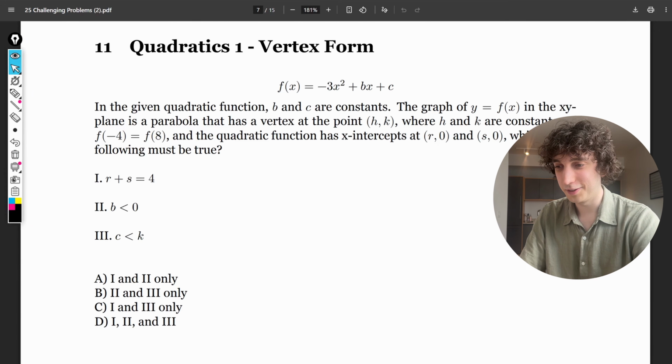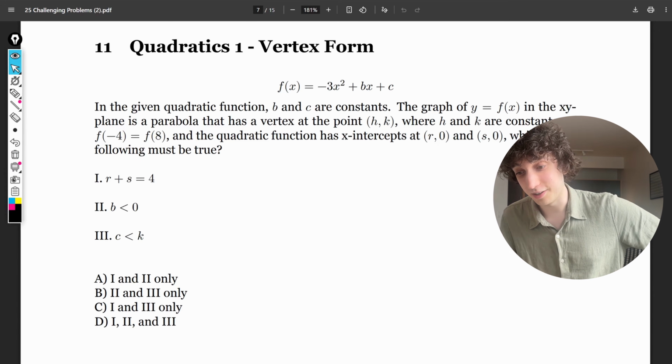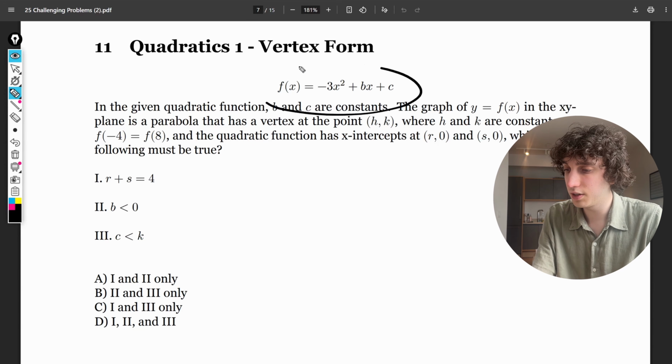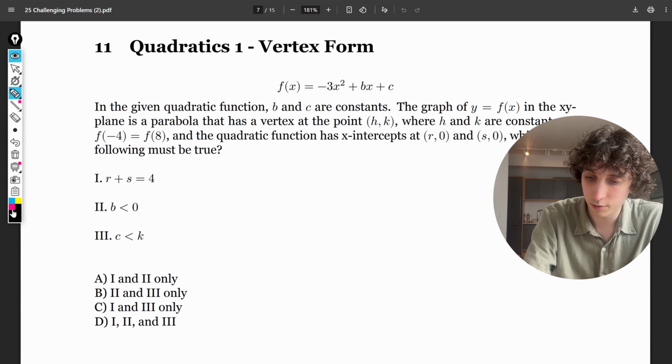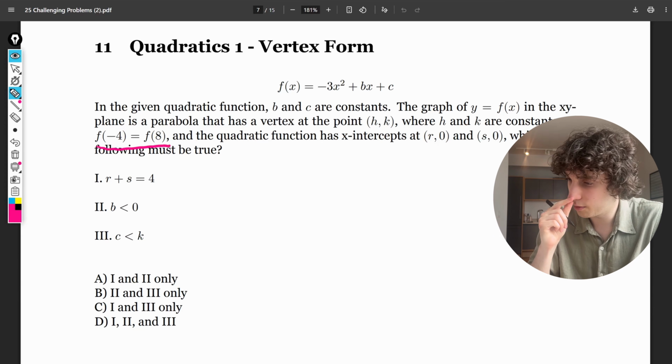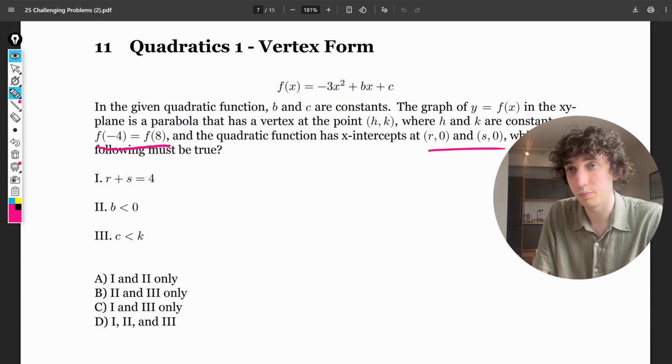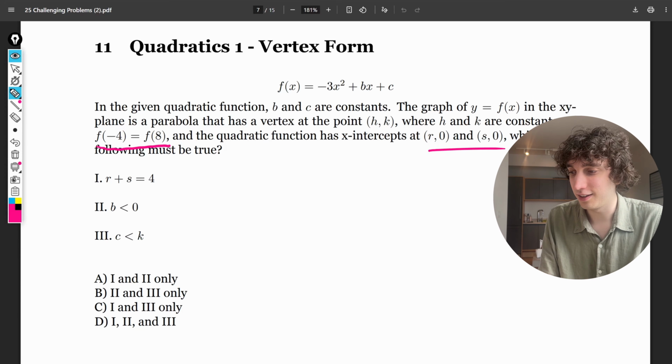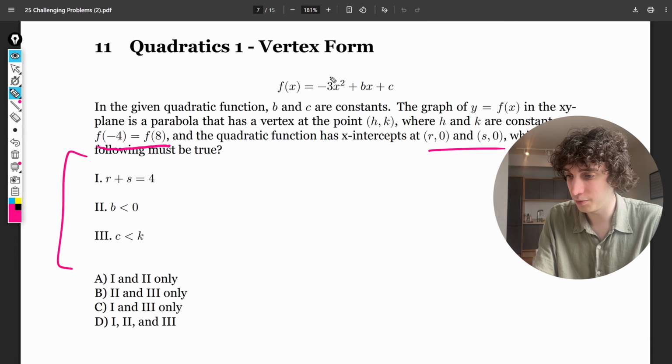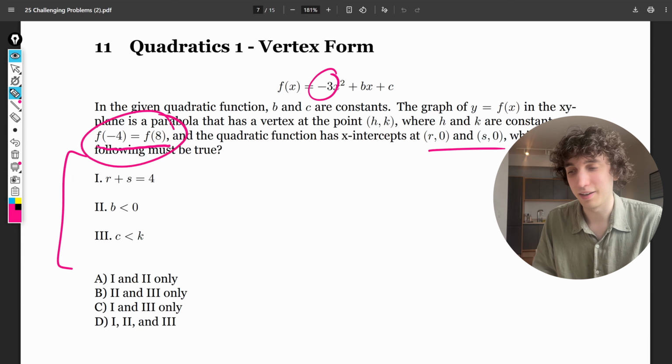Moving on to problem 11, this is one of my favorite ones in this entire document. It's also one of the hardest. So we're given this quadratic function in standard form, and we're told that f of negative 4 equals f of 8, and you have intercepts at these points r and s. And which of the following must be true? And it seems very intimidating that we're supposed to derive all of this just from going off our a value being negative 3 and f of negative 4 being f of 8.